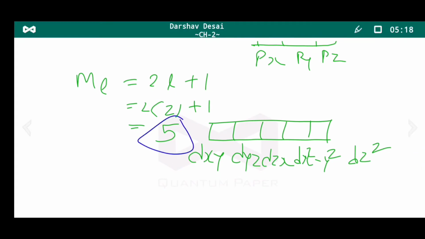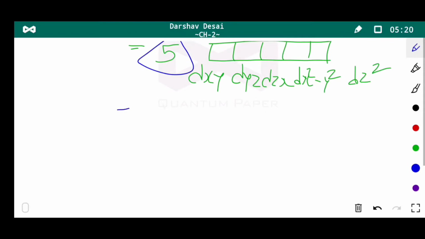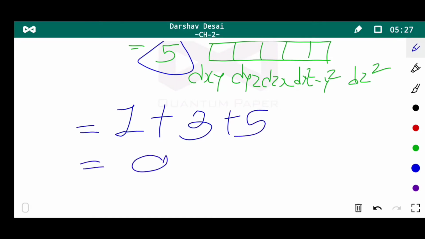So total orbitals present in n equal to 3 is 1 plus 3 plus 5. So total orbitals are 9.